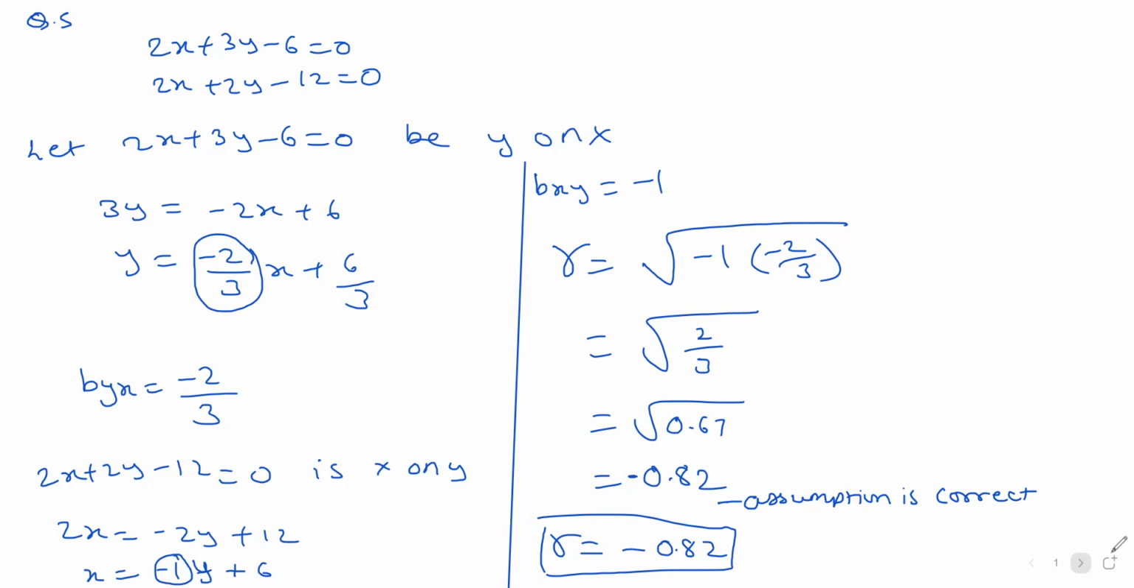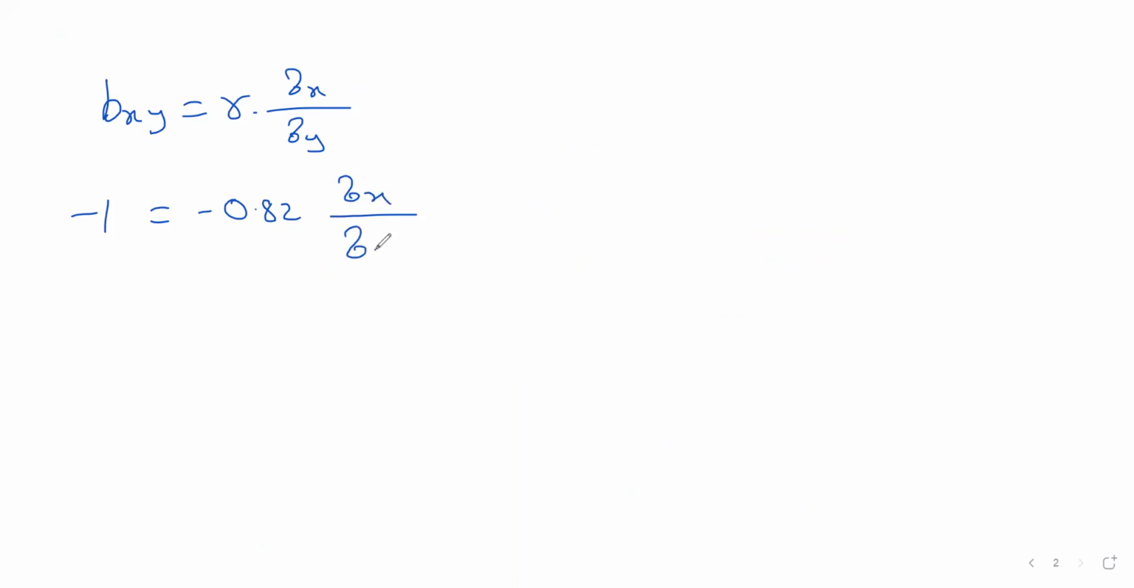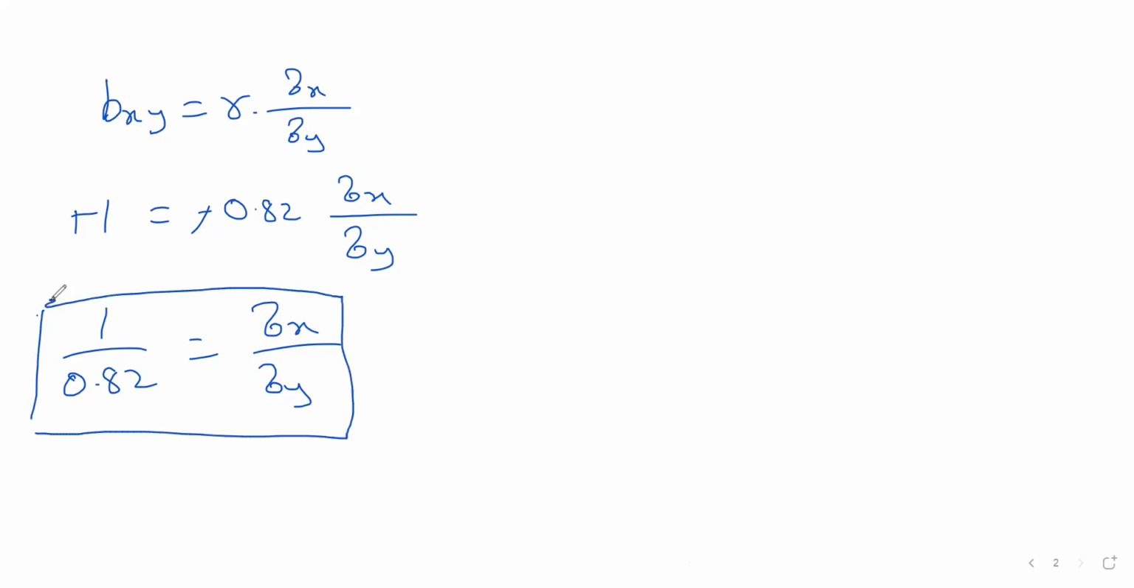Now they want standard deviation of x upon standard deviation of y. Only bxy gives this: r into standard deviation of x upon standard deviation of y. Bxy is -1 equals -0.82 times standard deviation of x upon standard deviation of y. Minus minus cancel. 1 upon 0.82 is standard deviation of x upon standard deviation of y. If you divide 1 by 0.82, you may get some value, or you can keep it as it is, because we can't divide it simply.